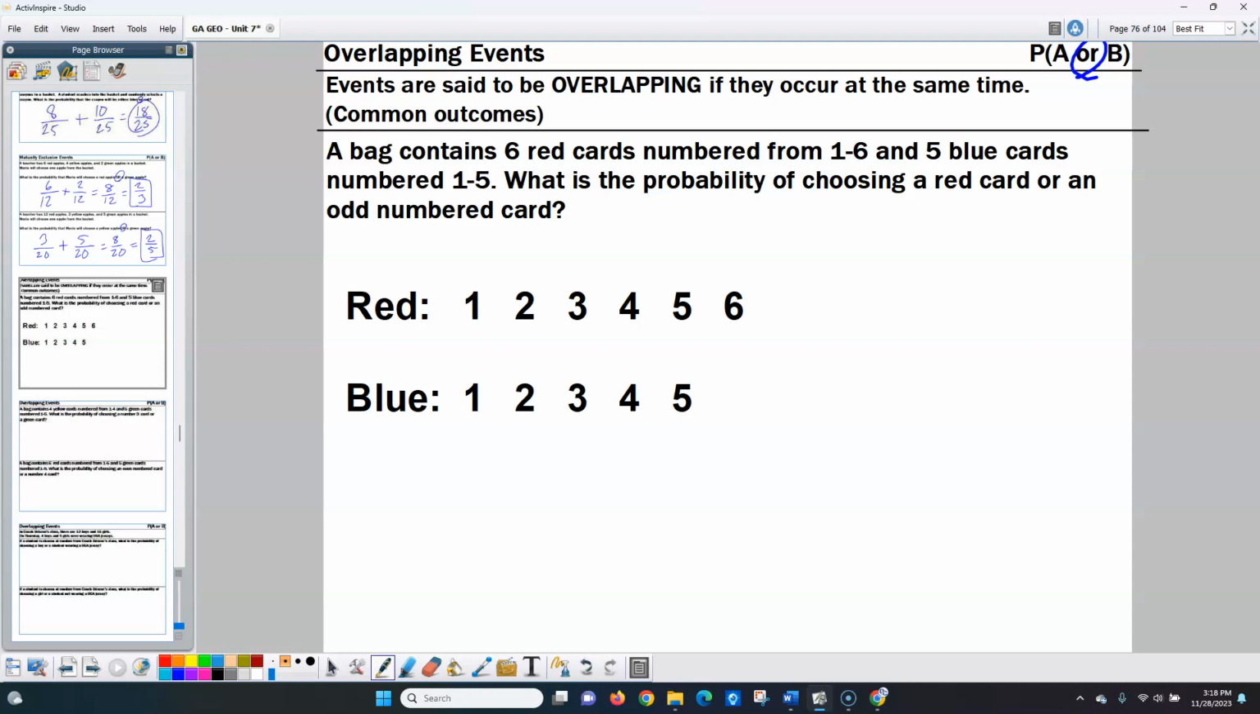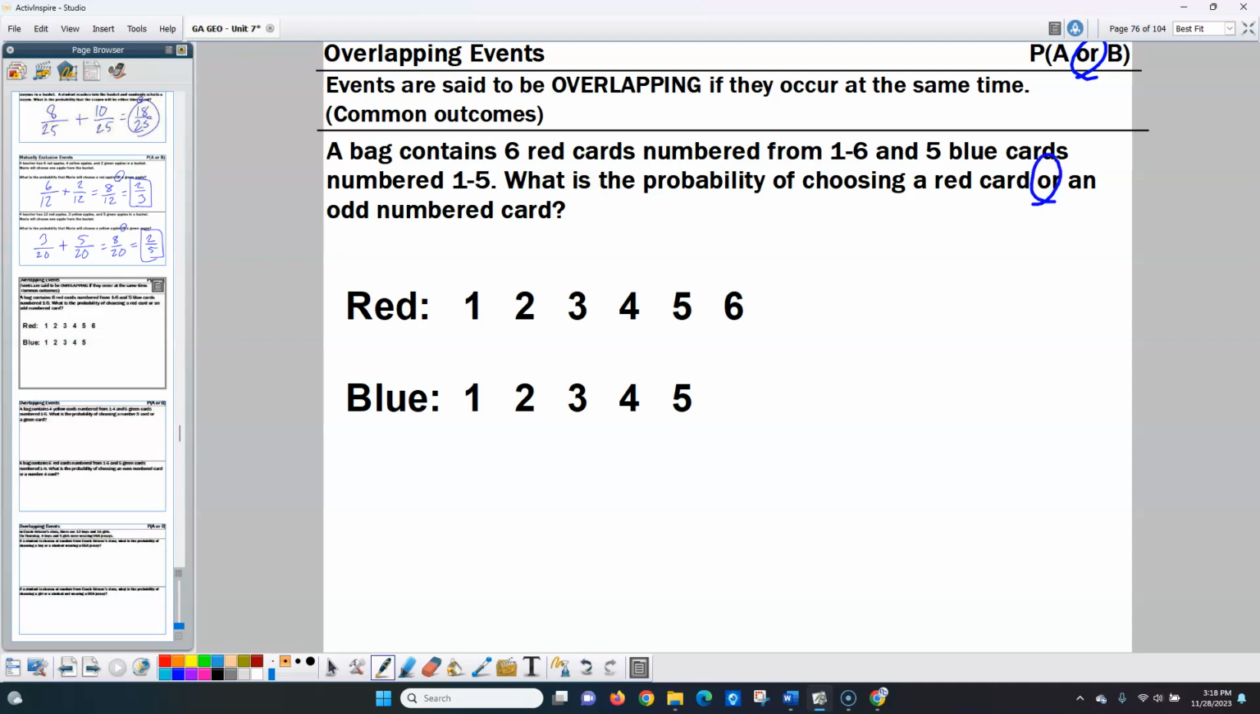So I've written this out for you the first time. You don't necessarily have to write this red and blue and all the numbers out, but I want you to see what overlapping means. So a bag contains 6 red cards numbered 1 to 6. I put them all right there. And then 5 blue cards numbered 1 to 5. Drew them out down there for you. What's the probability of choosing a red card or an odd number card?